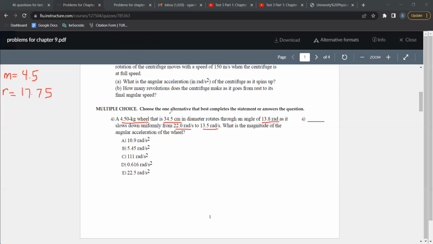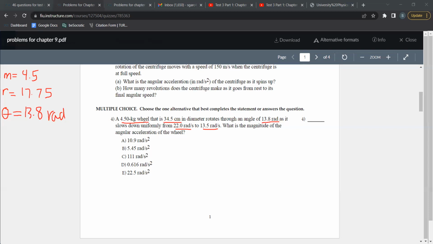All right, and let's see what else we have. The angle that it gives us is 13.8 radians. And what else does it give us? Oh yeah, and then our final and initial angular velocities are 22 and 13.5. But it's right there, so I'm not going to write it down.